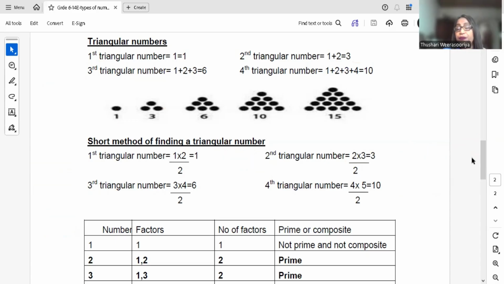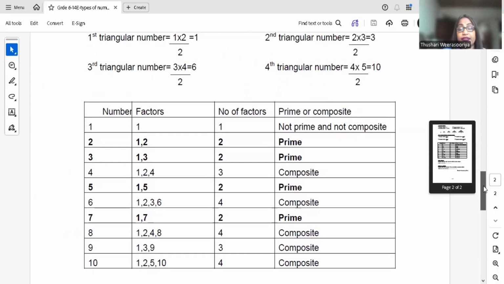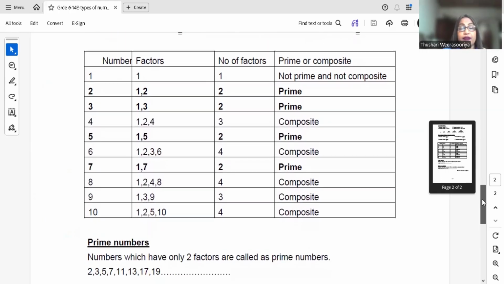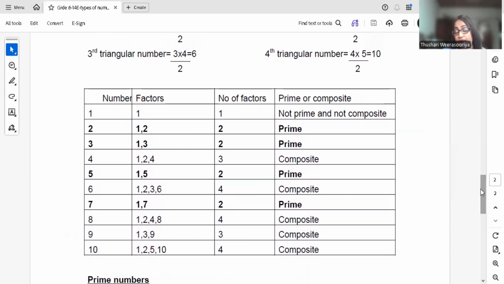Right. Now, we'll go to the next type, prime numbers and composite numbers. To find the prime numbers and composite numbers, I'm filling this table. Look at this. I'll get 1. You write the number and number of factors. 1 has 1. Number of factors is 1. 2, 1, 2. Number of factors is 2.